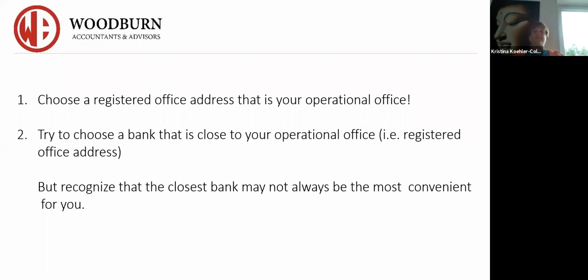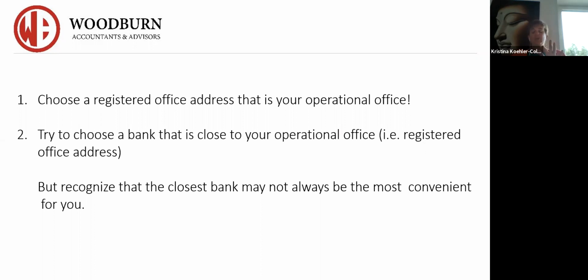Location of the bank. Now, I highlight this because, again, it comes down to operations. When you choose your registered office address, that should be your operational office. You should try to choose a bank branch that is close to that operational office, okay? Now, the closest bank may not always be the most convenient because they may have long lines at lunchtime or whatever, but it is important to understand which bank branches are around your operational office, how close they are, because there is a lot of work that has to physically be done at the bank.